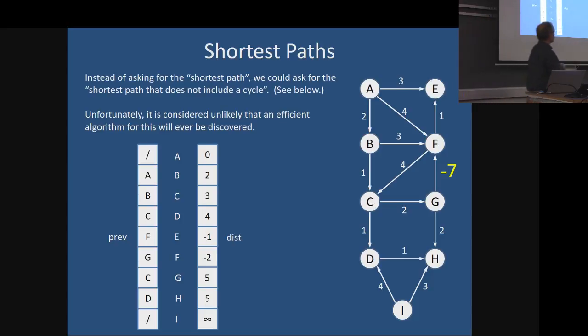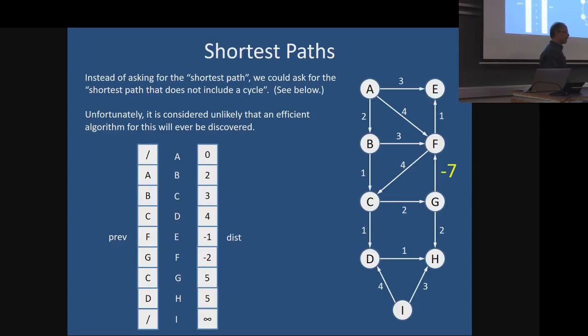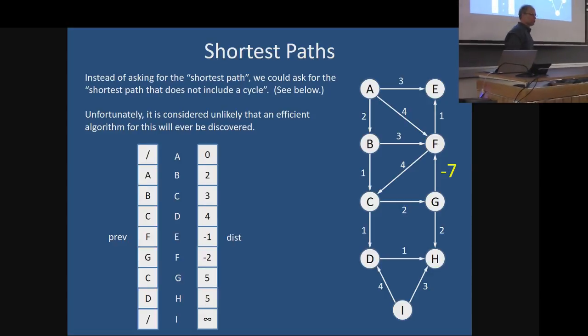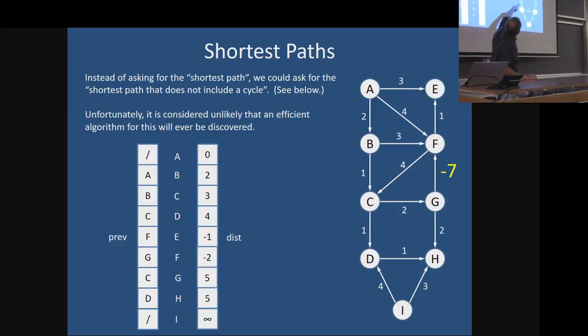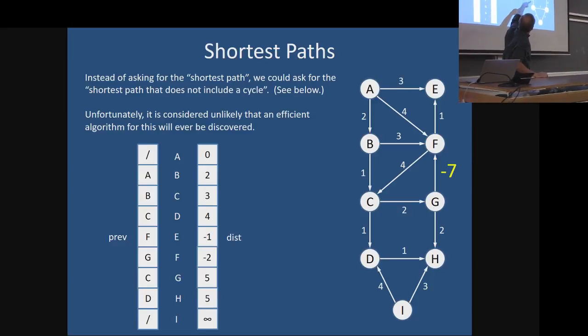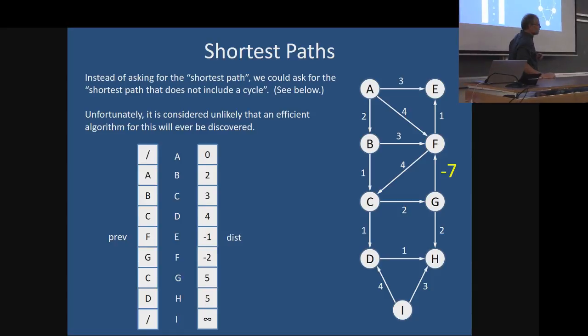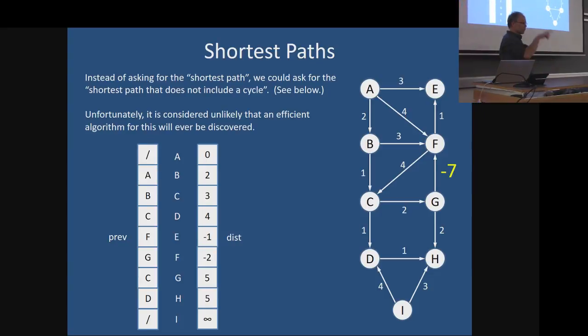Okay? So if we took this graph, which has a negative cycle, and didn't ask for the shortest path, we just want the shortest path that does not include a cycle, suddenly the problem is well formed. Right? Now, the shortest path to F is just A to B to C to G to F. That's the best you can do. You end up with -2. Because we want the shortest path that does not involve a cycle, you're ruling out going around the cycle.